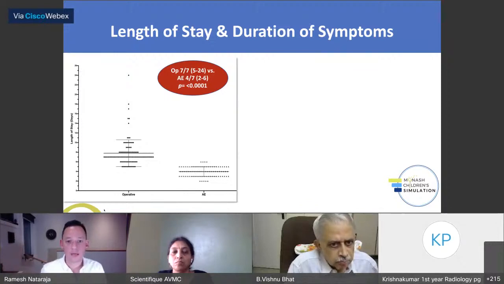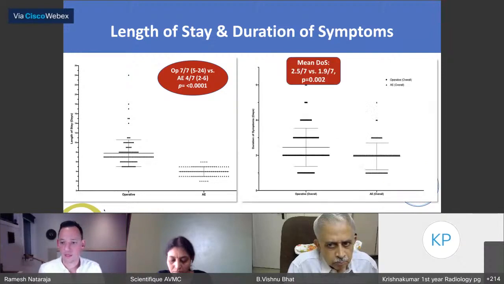Obviously, no surgical complications that you have to deal with either. So it has a big effect on the healthcare system as a whole. You can see 4 days as opposed to 7. But if you look at that spread, you can see the air enema group is actually all within a nice group. And you can see some children stay for a month with the operative intervention.